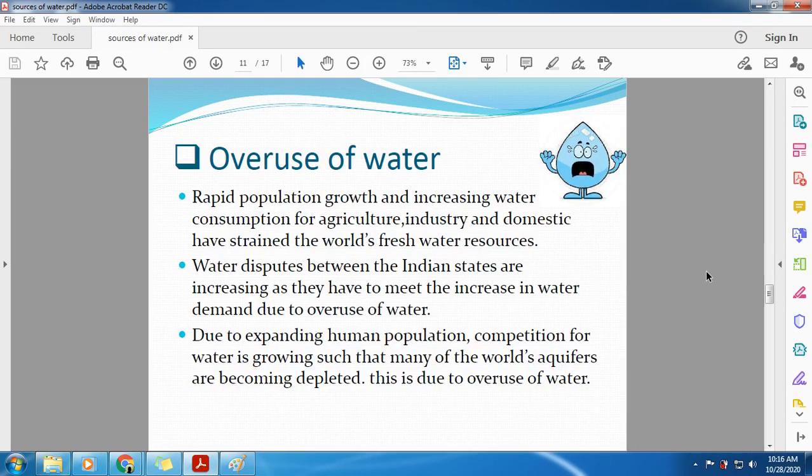Overuse of water. Do I need to cover this one? Rapid population growth and increasing water consumption and so on. Water disputes, Indian states. Okay, the question has been answered. Yash Patel is an Indian national. Patel, the surname, is clear.